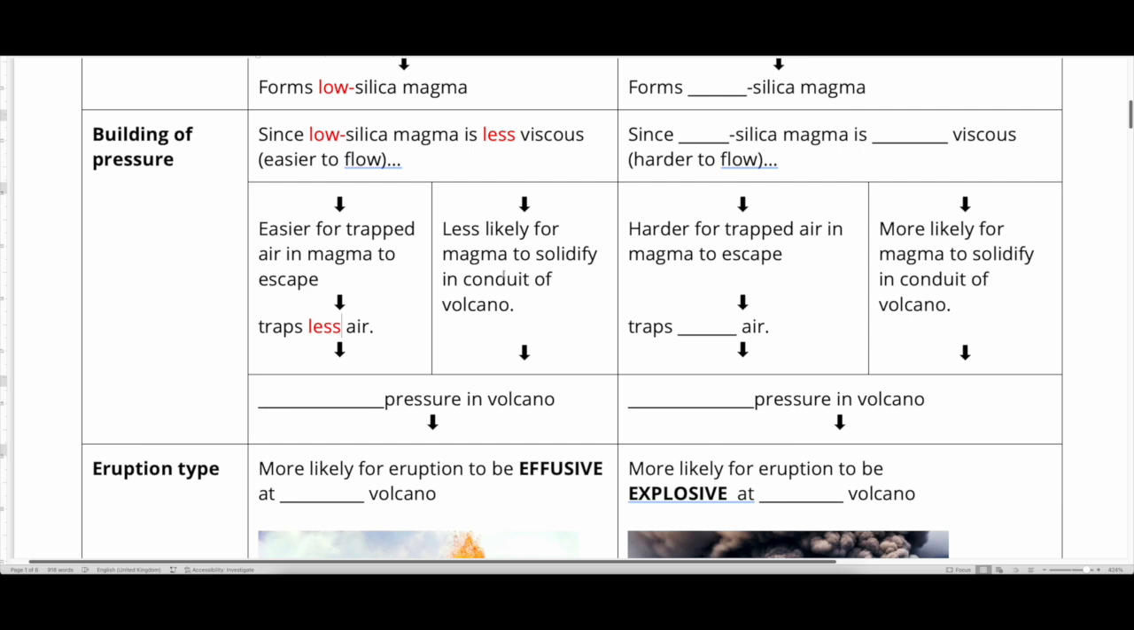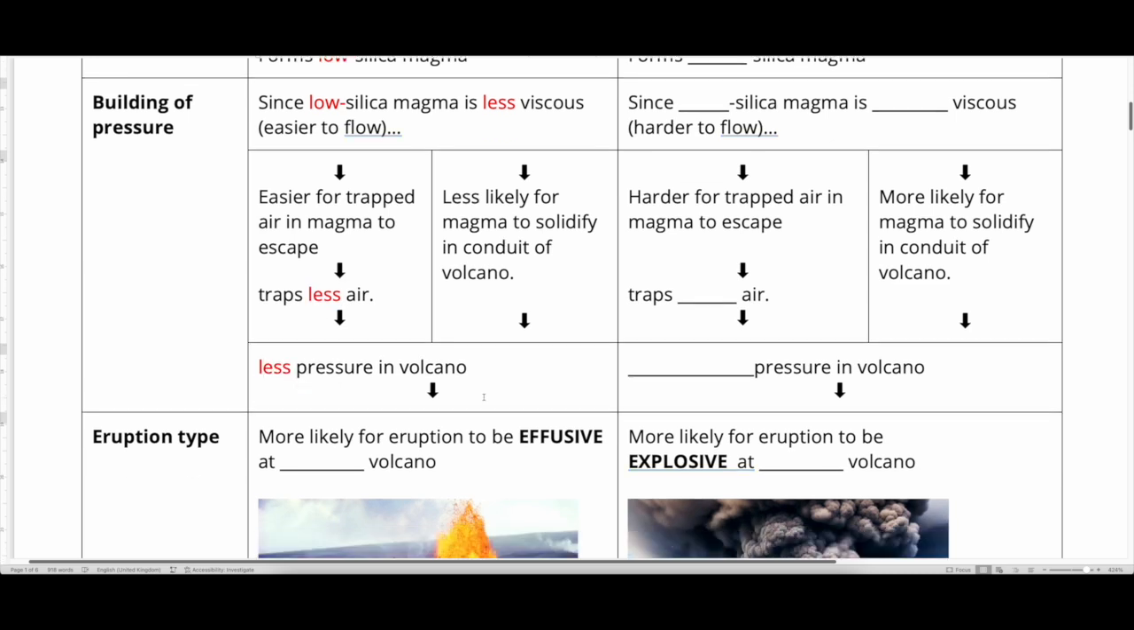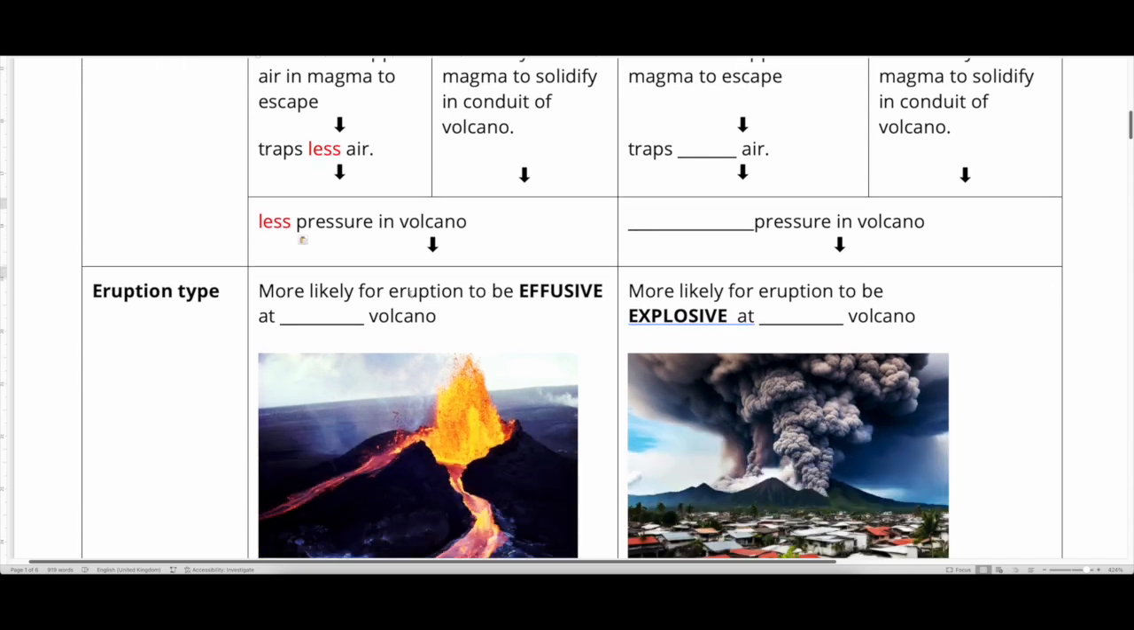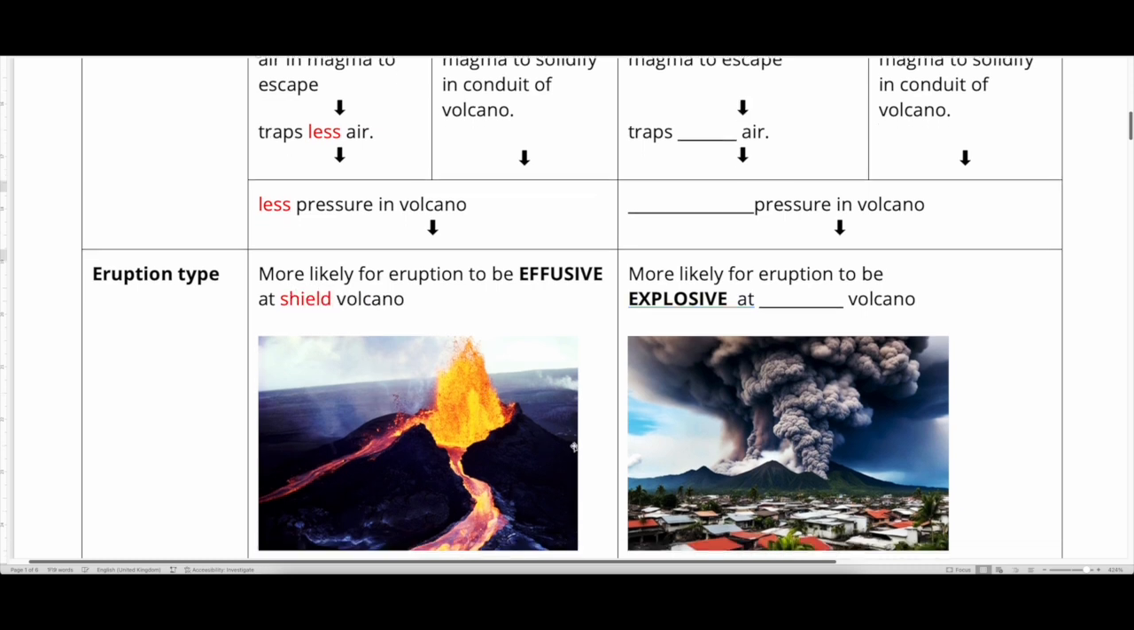If it's less likely to get stuck, then when more magma comes in trying to erupt, there's less pressure as a result. So overall there's less pressure on the volcano. As a result, the eruption is likely to be more effusive, forming a shield volcano. Why is it called a shield volcano? Because it's very rounded and flat, like a shield that is placed on the ground.